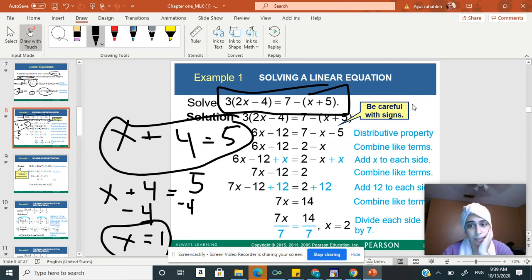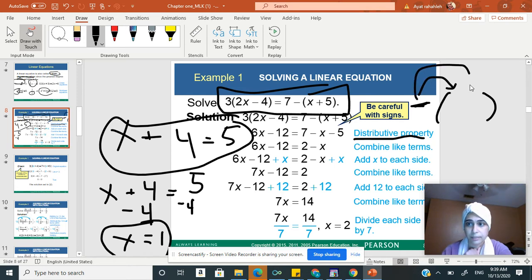This next one is a more advanced one, or not advanced, but it has more steps to it. Step one is the distributive property. What's the distributive property? I know some of you know it, some of you don't. Anytime you have parentheses, you're going to think of the distributive property. Anything outside of the parentheses, you have to spread inside the parentheses.